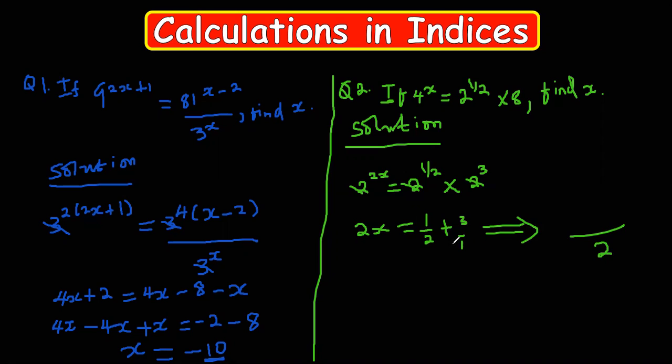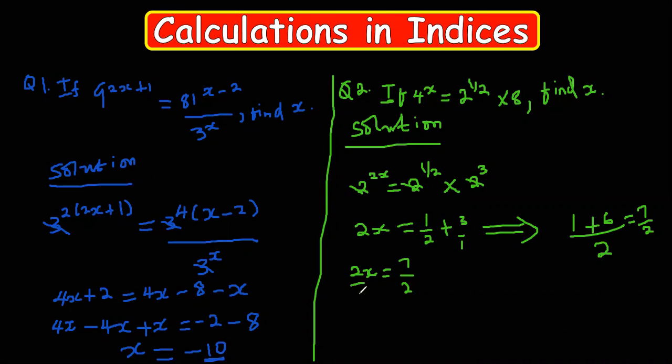So then 2 cancels 2, which is 1, times 1 times 1 is 1, plus 2 divided by 1 is 2, and then 2 times 3 is 6. So we should have 7 over 2, and then we bring it here: 2x is equal to 7 over 2.